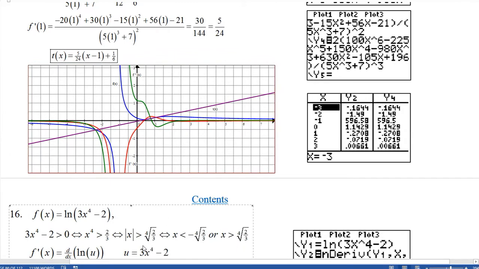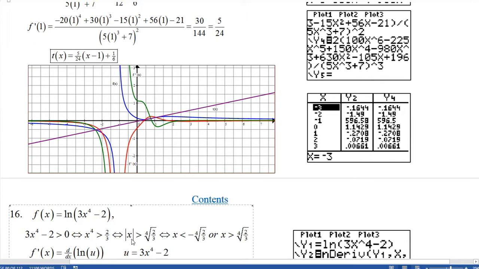Well, the first thing I want to notice is this function does have a limited domain. Since it's a logarithm of something, the something that we put in the logarithm must only be positive, not zero, not negative, only positives. So that says 3x to the fourth minus 2 must be strictly greater than 0. So if we add 2 and divide by 3, that says x to the fourth has to be strictly greater than 2/3. Take the fourth root of both sides, and we get the absolute value of x on the left, and the fourth root of 2/3 on the right.